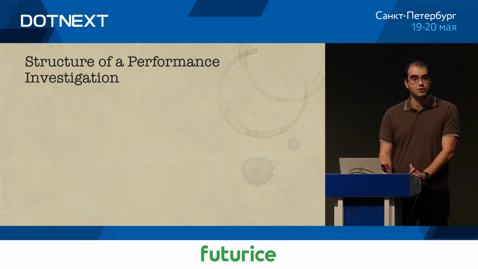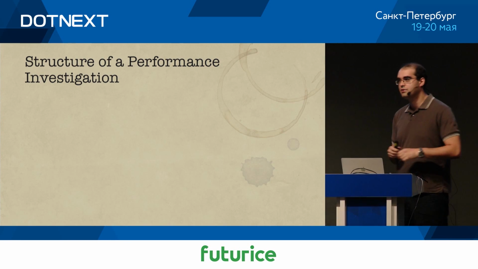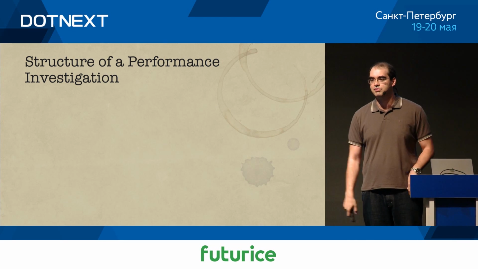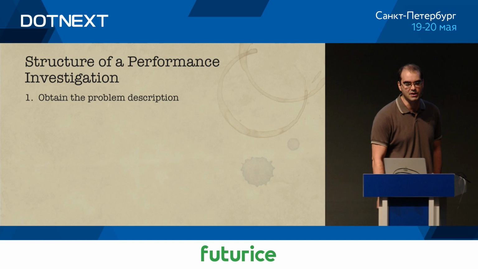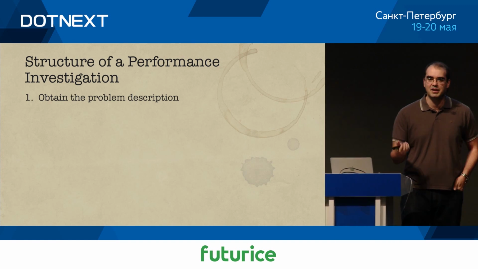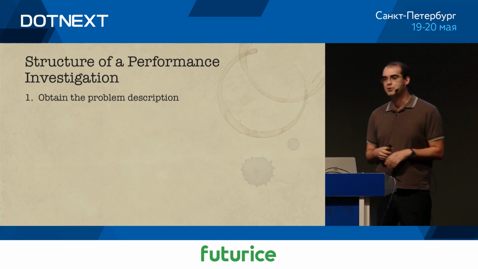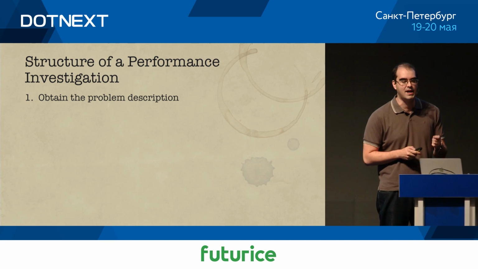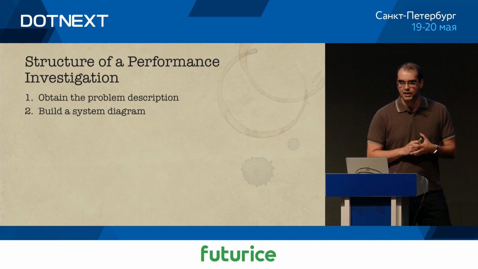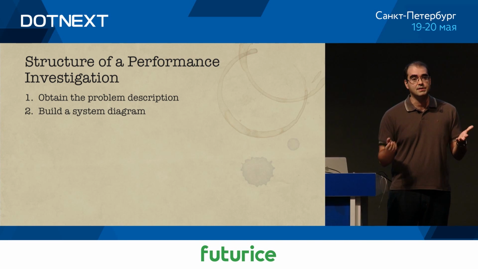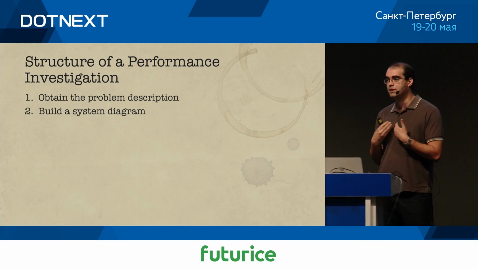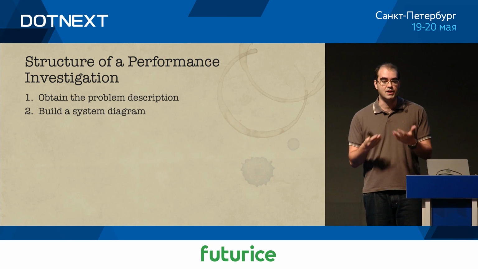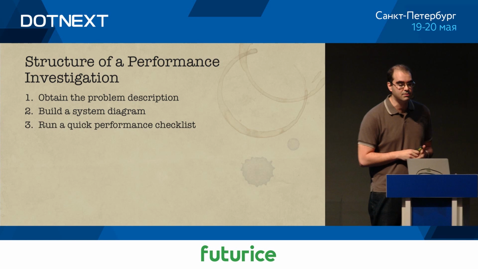So I'll start with the structure of a performance investigation, sort of the way it should work if people let you do it right, if the customer lets you do it right. So the first thing is to obtain the problem description, which sounds easier than it is, and I'll show you some examples of really bad problem descriptions. Next, you want to understand the system, what you're dealing with, sort of which building blocks are there, which parts can possibly have the problem.